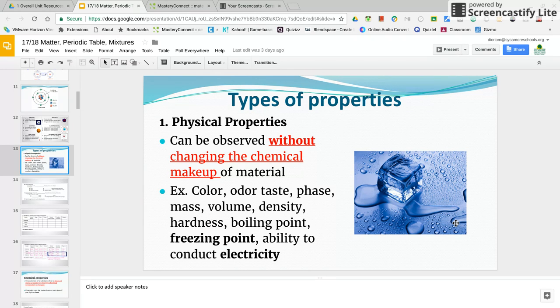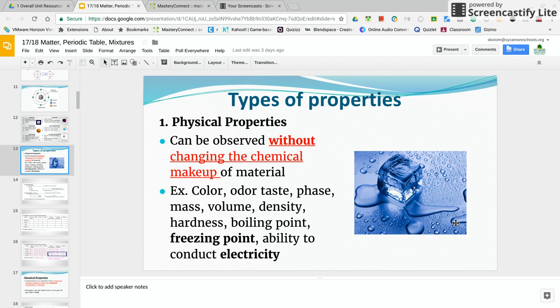So the first type of property is physical properties. These physical properties are things that we can observe without actually changing the material. And when we say changing the material, we mean we don't have to break any chemical bonds or make any chemical bonds in order to observe these properties. So, for example, I can observe the color of something without actually changing what it is. I can smell it and observe its odor or taste it. I can even say what phase it is, meaning is it a solid, liquid, or a gas.